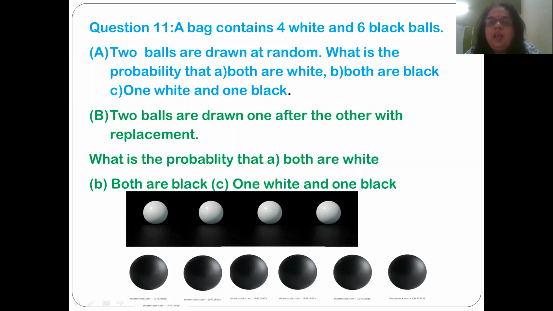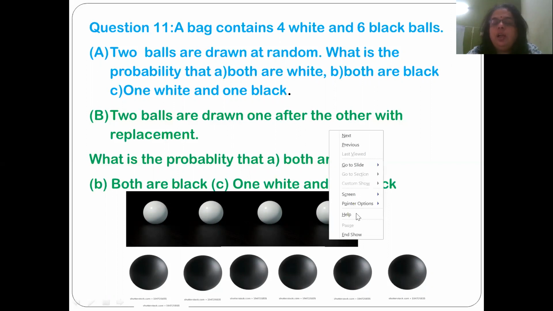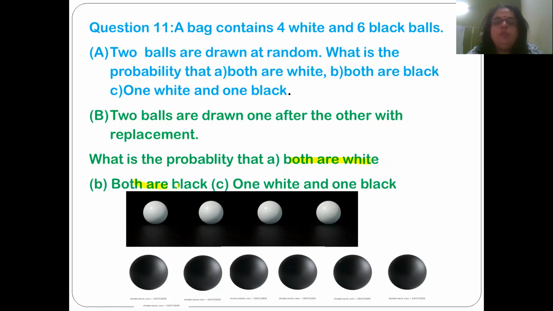This is case A. Now, the next case B, written in green: 2 balls are drawn one after the other with replacement. What is the probability that both are white, both are black, and one white and one black? Now, what is the difference between case A and case B?